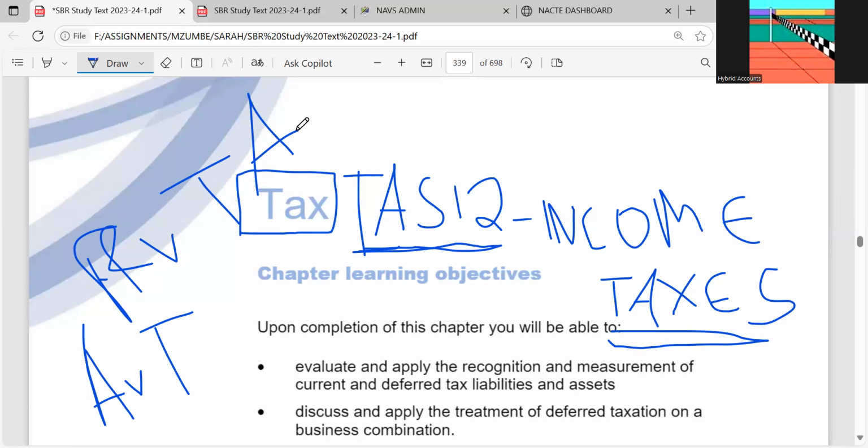Okay, so we'll see the groups of income taxes and all. So let's just get some time and see what we can do.